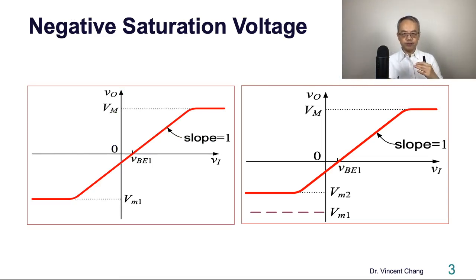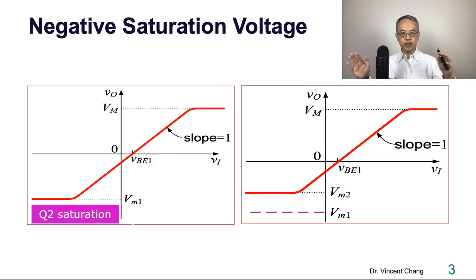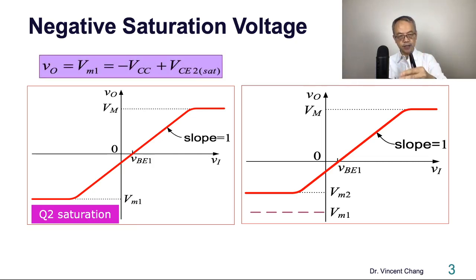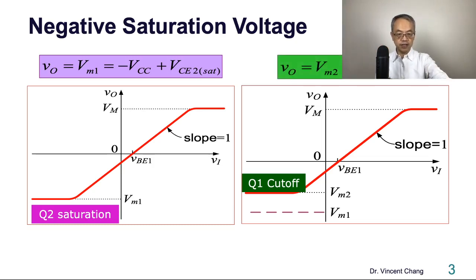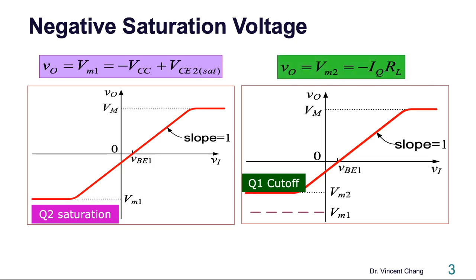In the negative direction, it will be limited by two scenarios. The first scenario is limited by the saturation of Q2, which is the current mirror transistor. So here's the first negative saturation voltage. The second scenario could be limited by the cutoff of the emitter follower transistor Q1. Q2 on the left, Q1 on the right. In this scenario, the negative saturation voltage will be this.